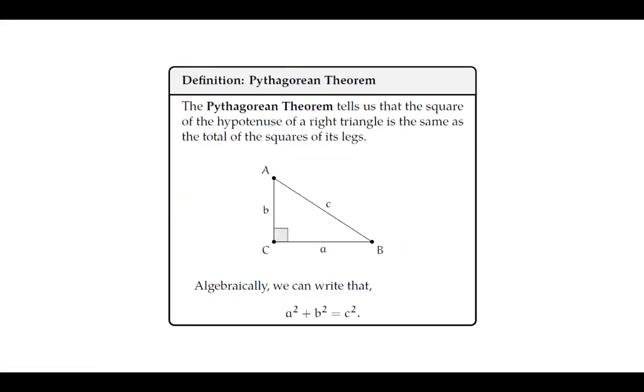The Pythagorean theorem tells us the square of the hypotenuse of a right triangle is the same as the total of the squares of its legs. Algebraically, that is a squared plus b squared equals c squared.